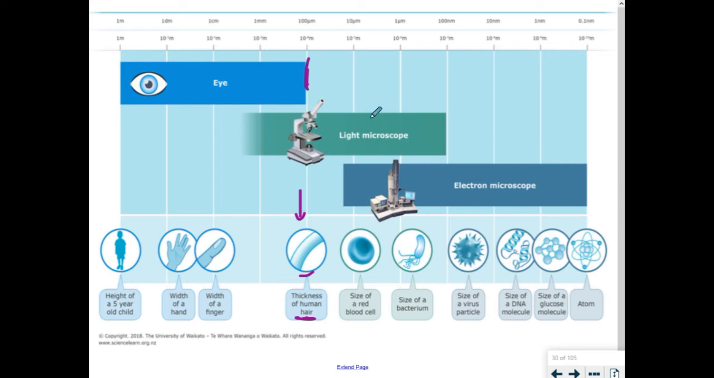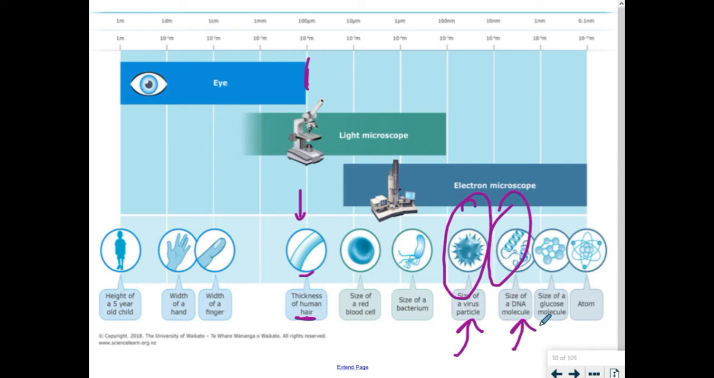Well, with a light microscope, you could see human hair. You could even see a red blood cell. You could see a bacteria. However, it wasn't until electron microscopes came around that these things could be studied, specifically viruses and DNA.